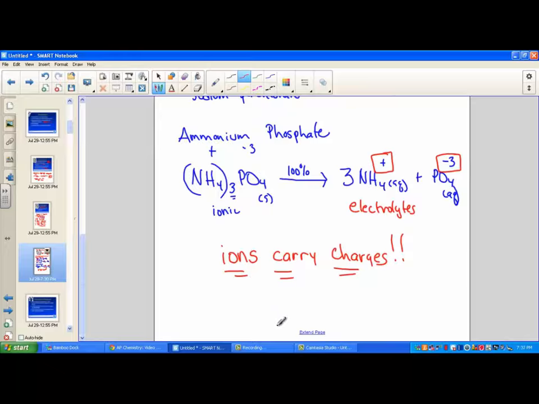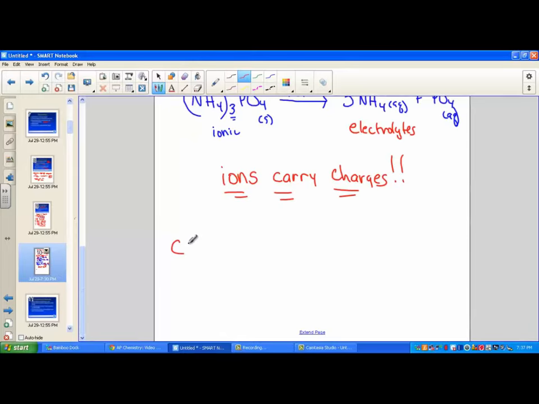Which solute will cause a light bulb to glow more brightly? We have some choices here. We have CH3OH versus MgBr2. Notice this is a molecular compound.